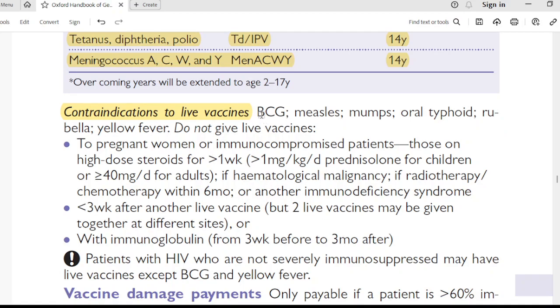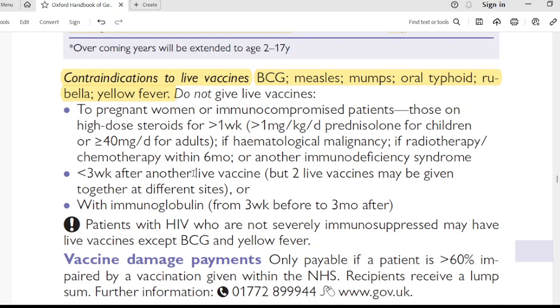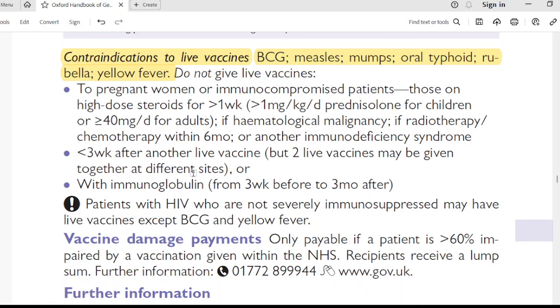Contraindications to live vaccines: BCG, measles, mumps, oral typhoid, rubella, yellow fever. These are the live vaccines. Do not give live vaccines to pregnant women or immunocompromised patients.